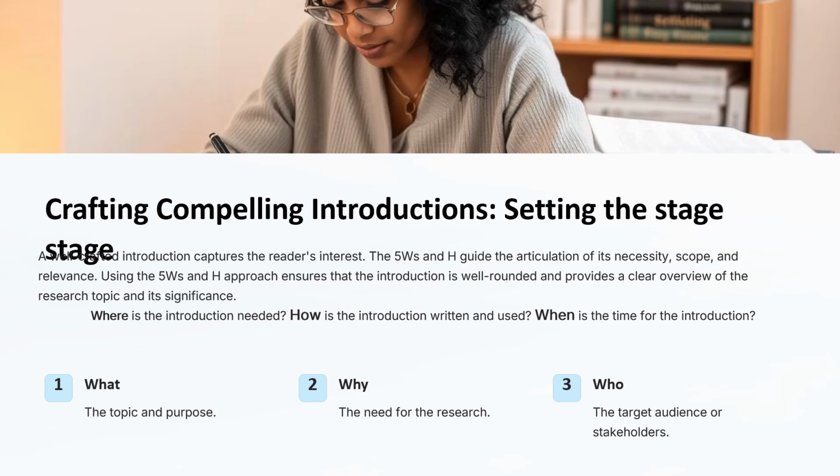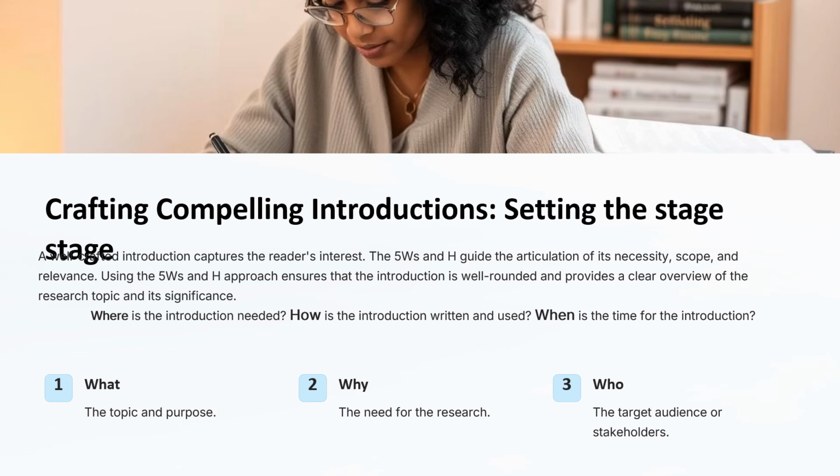Right from the introduction aspect, the readers must be able to see and understand what we are trying to say, not that they are thinking about another thing and they are not getting what we are saying. So it's a well-crafted introduction that will attract readers' attention. The 5 W's and H will guide the articulation of its necessity, scope, and relevance.